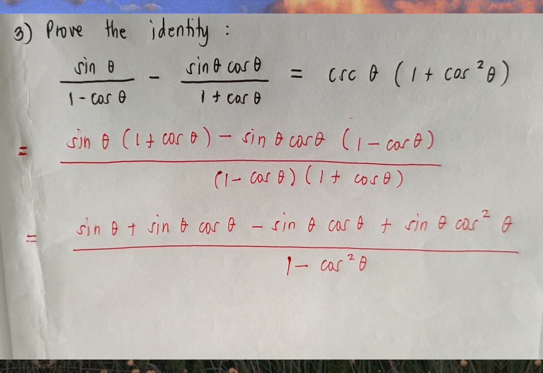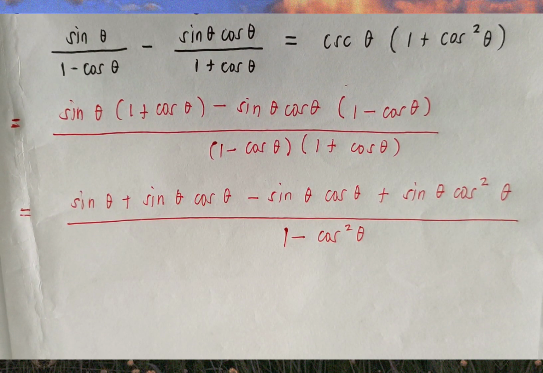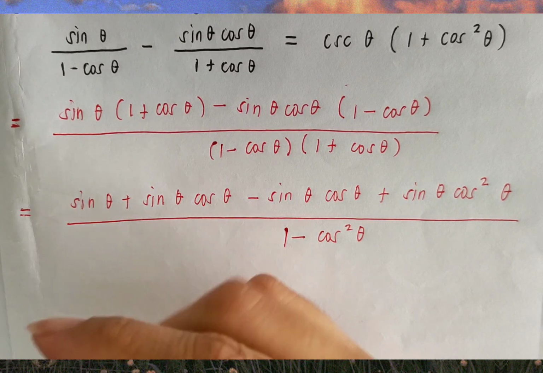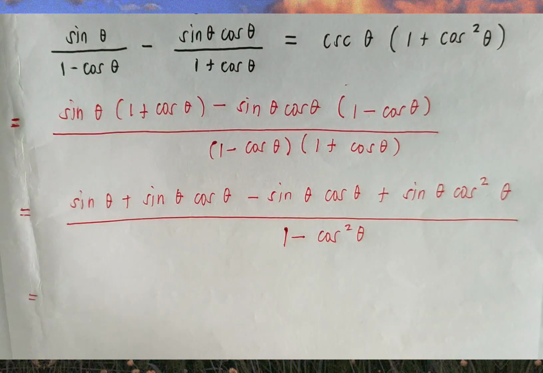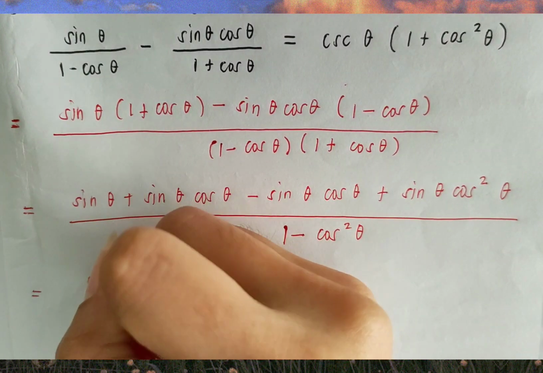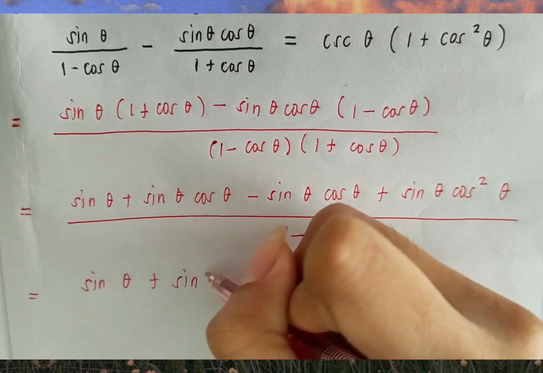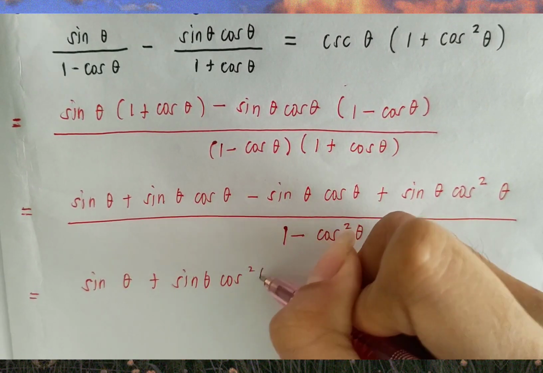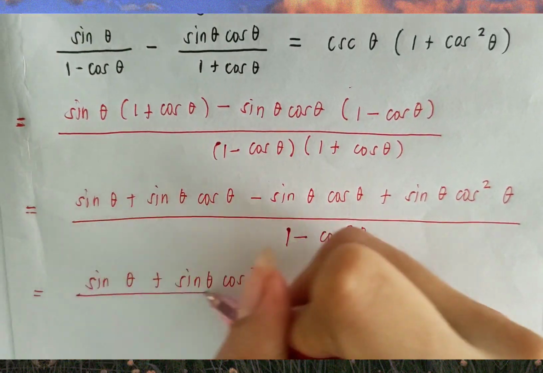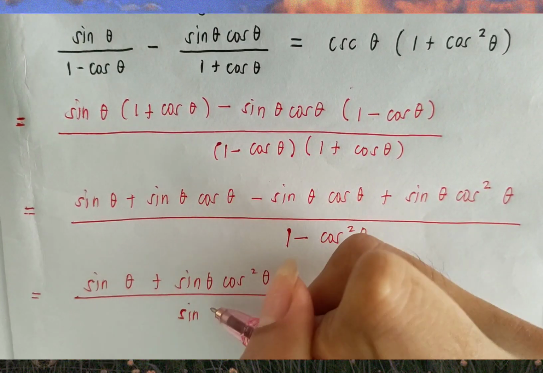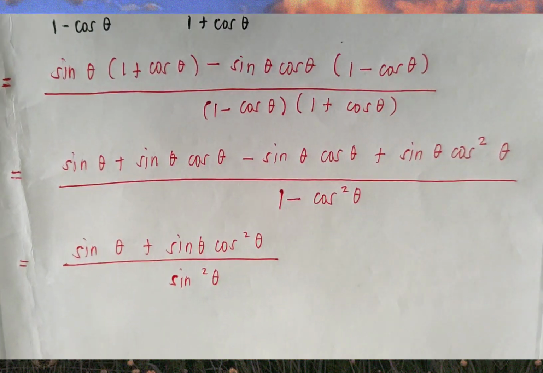Okay, most of the solutions are already in shortcut. I believe you master your algebraic skills in solving so that you will come up with this. Let's continue. Equals. Okay, let us simplify the numerator. We have there sine theta plus sine theta cosine squared theta all over sine squared theta.